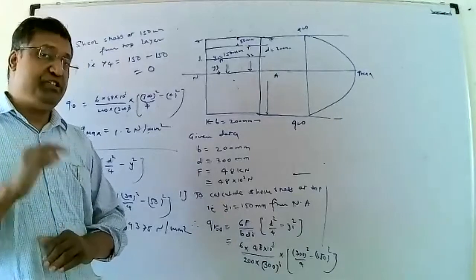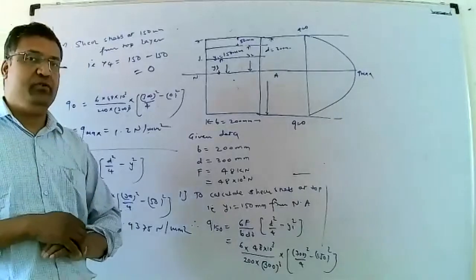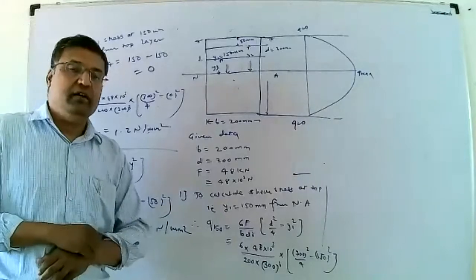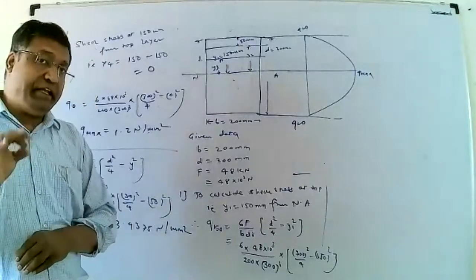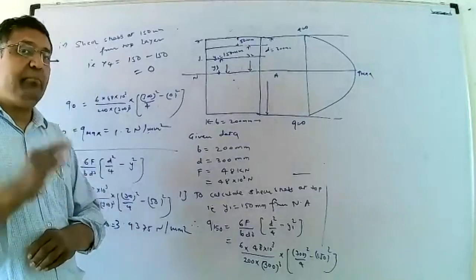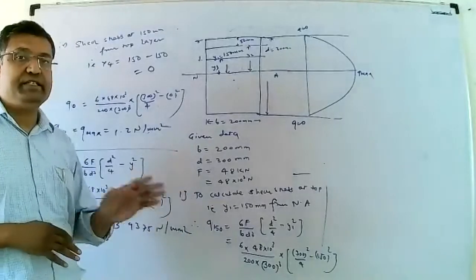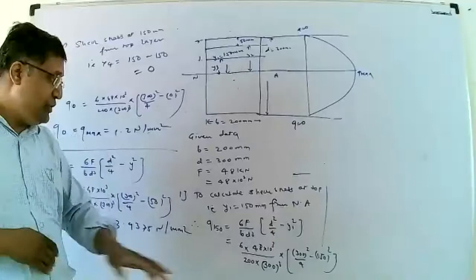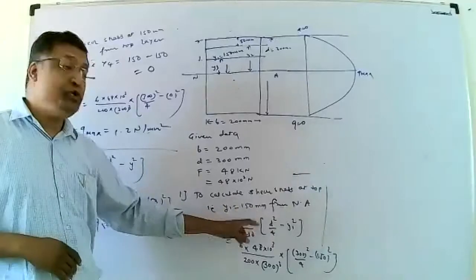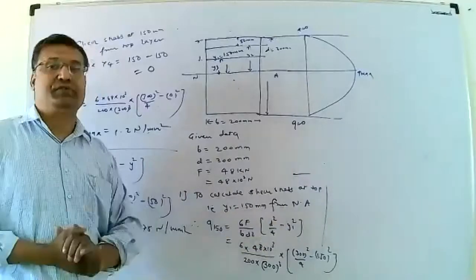We need to calculate shear stress at a particular distance with respect to the neutral layer. In that case, we can easily apply this formula. Shear stress at any distance will be equal to 6F upon bd cube into, in bracket, d square upon 4 minus y square.